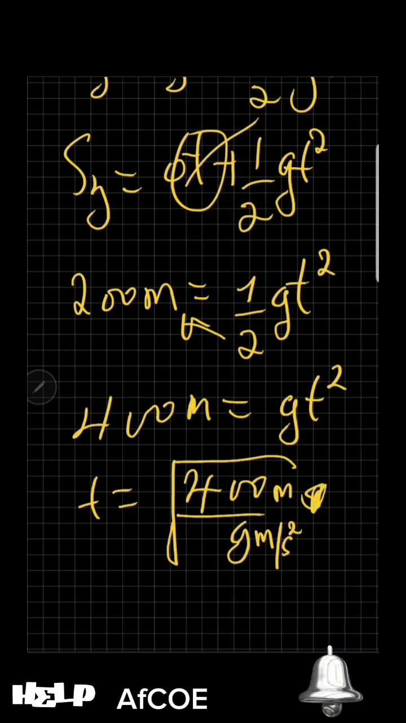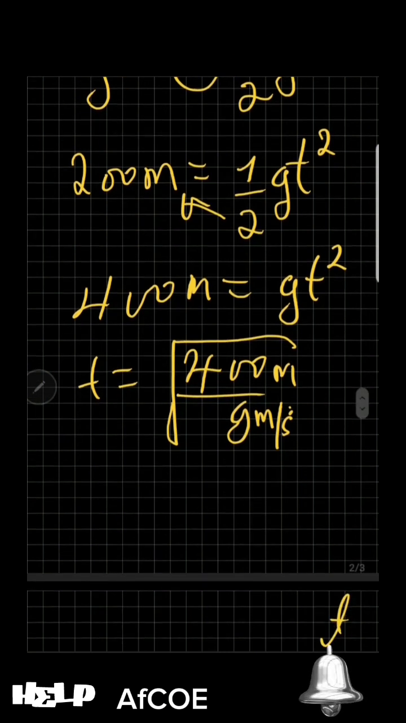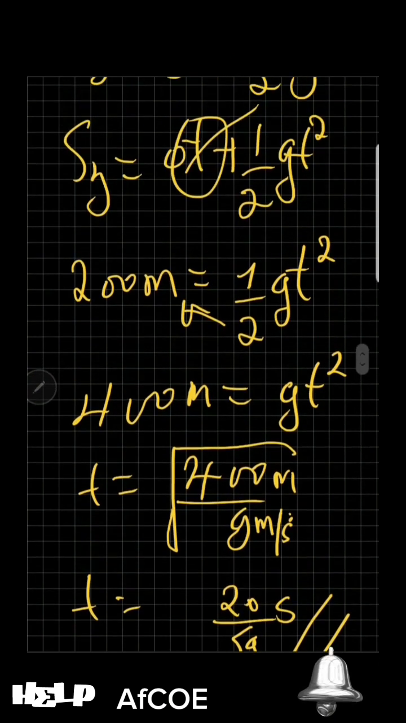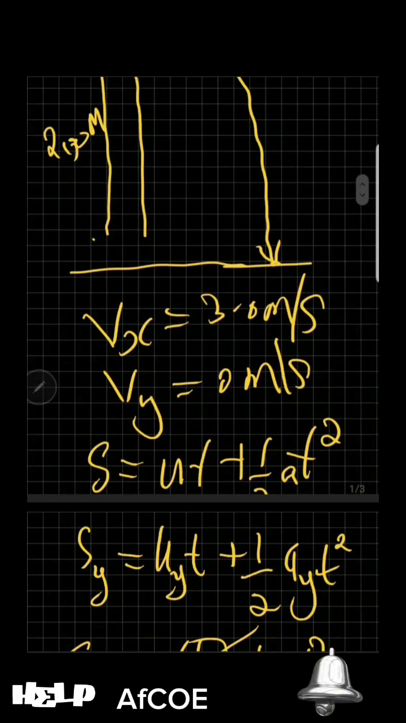I can put meters per square second here. So from there we have our t to be the square root of 400, which is 20 seconds. The g is 10 or 9.81. It depends on you. So that's how you can calculate the time it takes for the ball to hit the ground.